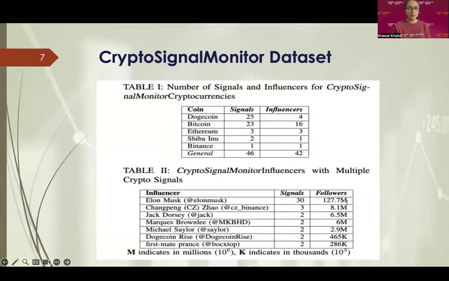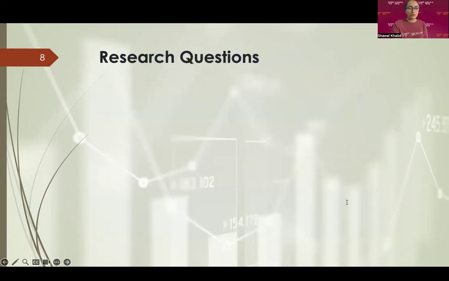This is a table from our data set. The first one shows the coins that are in our data set, how many signals we have for this particular crypto, and how many influencers posted about it. The second table also has a list of some of the influencers in our data set, how many signals or posts they have, and how many followers they have. The reason we collected this data was also to show the popularity of these particular crypto influencers on X.